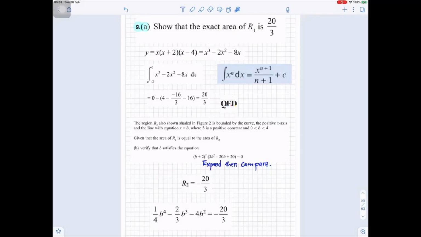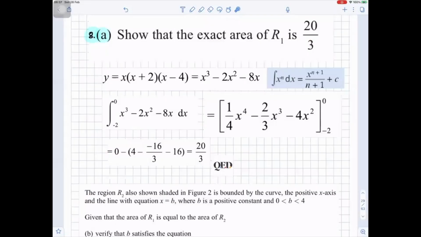Now you want to integrate from minus 2 up to 0. And we're using this formula for integration: add 1 to the power, divide by the new power. So you add 1 to n, divided by n plus 1. So when you integrate that, x cubed, you get x to the power 4 divided by 4. And then you do the same for integrating 2x squared and integrating 8x.